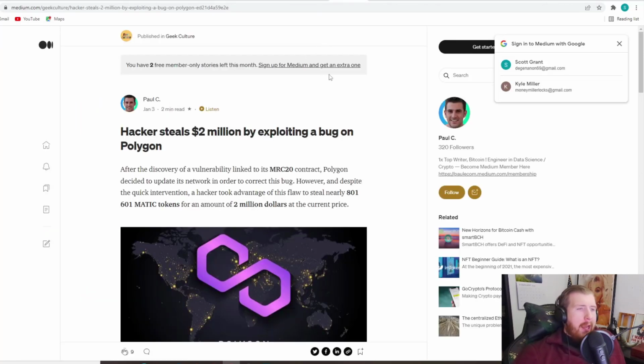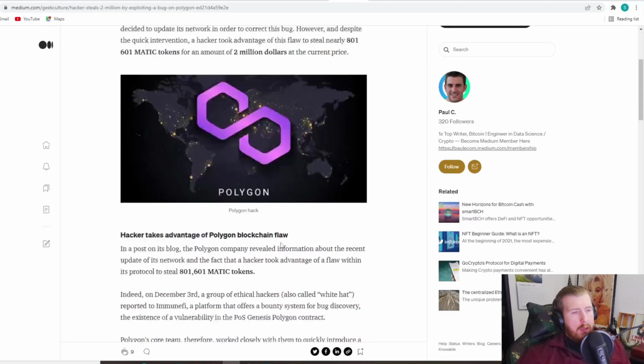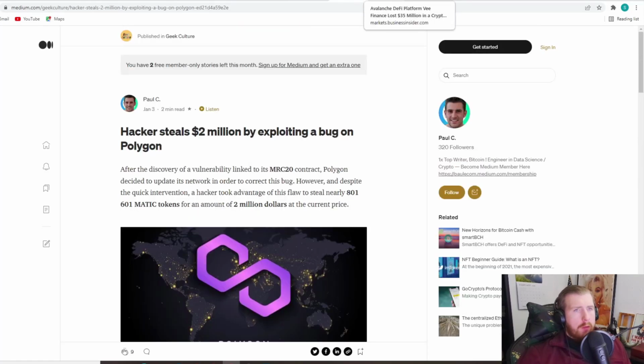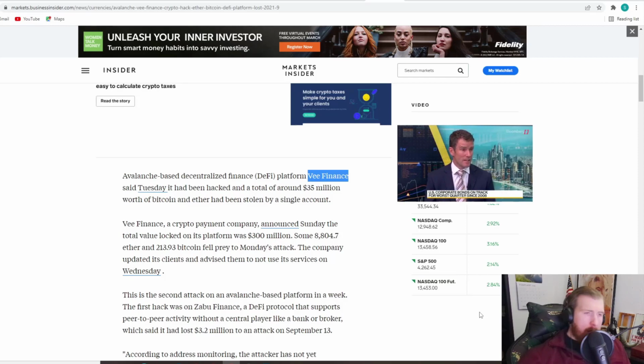Polygon also just had a hack on January 3rd that resulted in 801,601 Matic tokens being stolen, which is a dollar amount of almost $2 million. And so those are two assaults on the network. Avalanche has not had any hacks on its network, but it did have one of their DeFi apps, VFinance. So this is not really a knock on Avalanche. So I'll give them a point there.